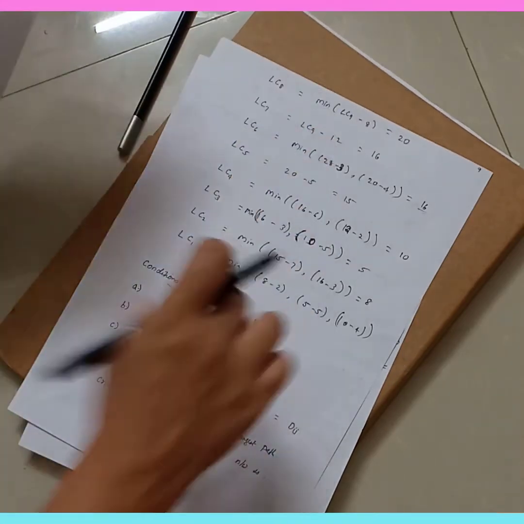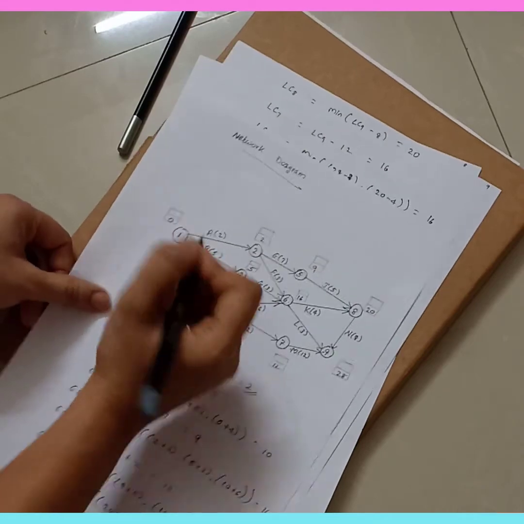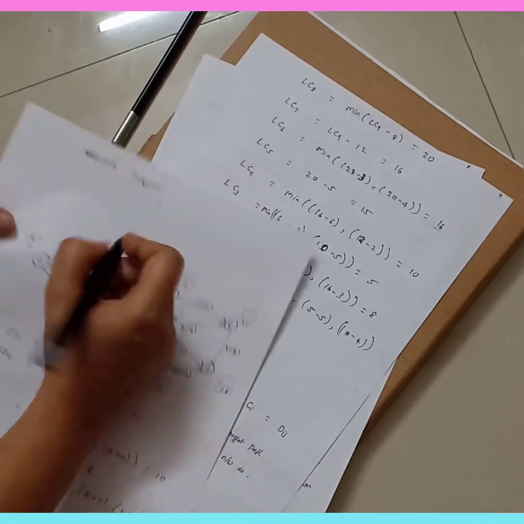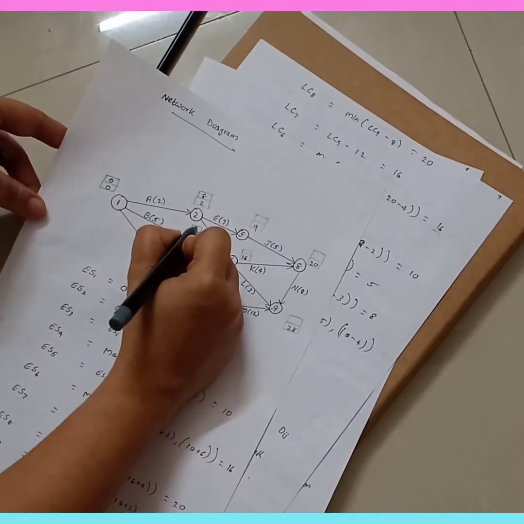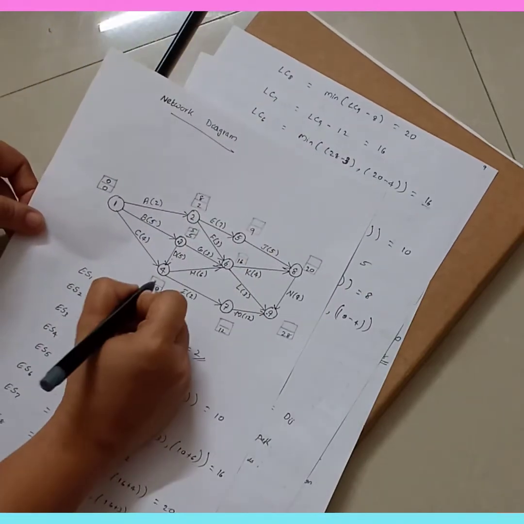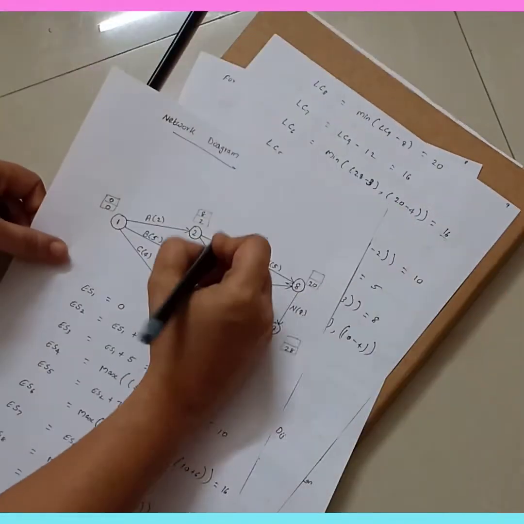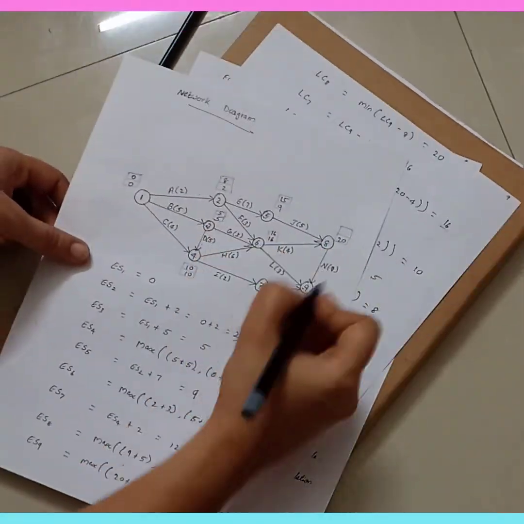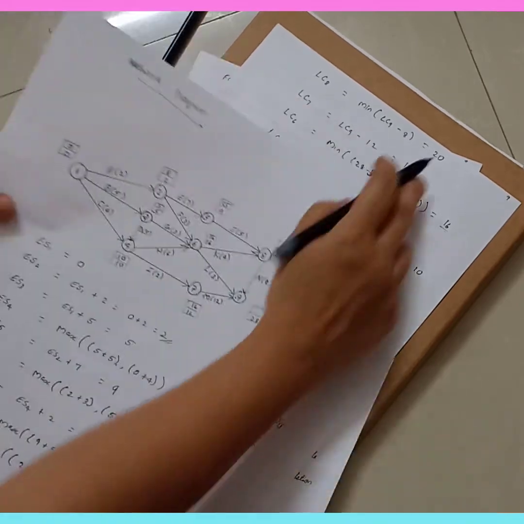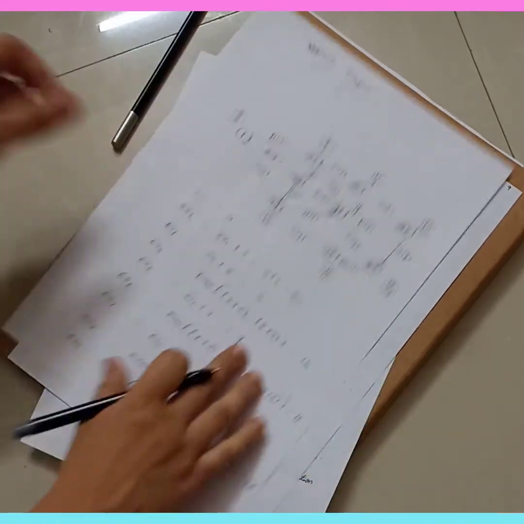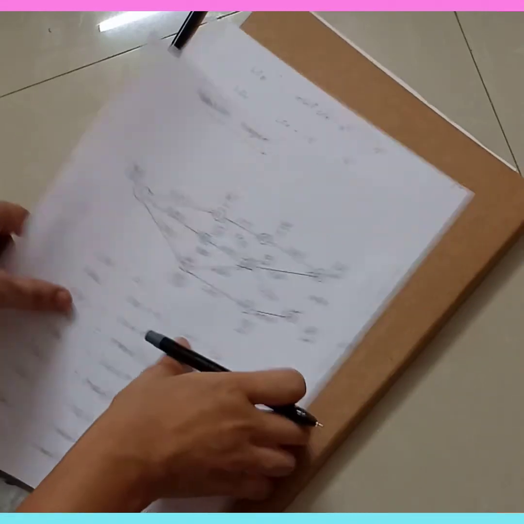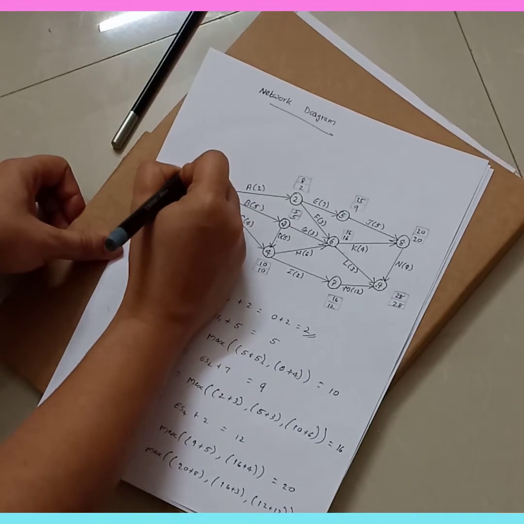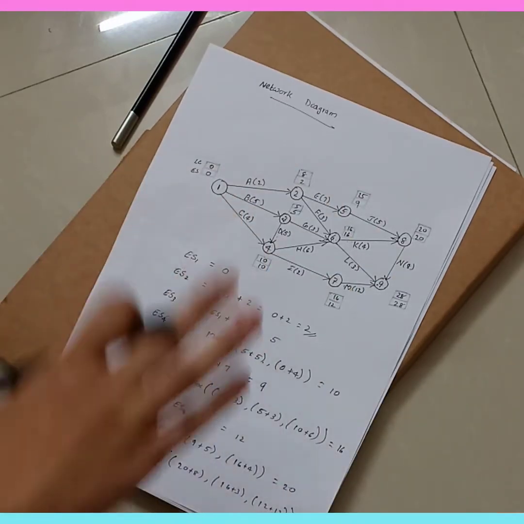All these LC values you can write here. In case of 1, the first one is 0. Then LC2 is 8. Then LC3 is 5. Then LC4 is 10. Then LC5 is 15. LC6 is 16. LC7 is again 16. Then LC8 is 20 and LC9 is 28. So here you can fill this. Thus you have all the ES and LC values. The lower one is the ES value and the upper one is the LC value for each and every node.